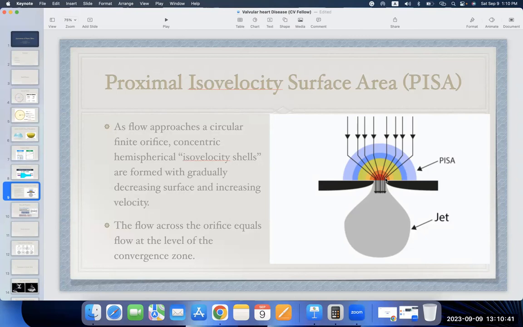We can use the continuity equation here also to calculate the flow. Basically, the flow across this hemisphere is equal to the flow across this orifice. And from that, later on, I will show you how to calculate the orifice area based on knowing the velocity and the flow in this hemisphere.